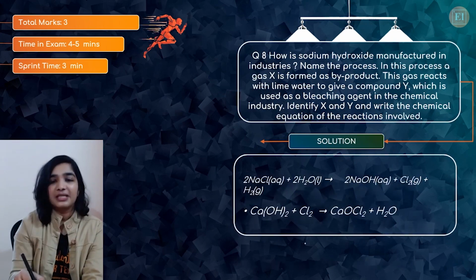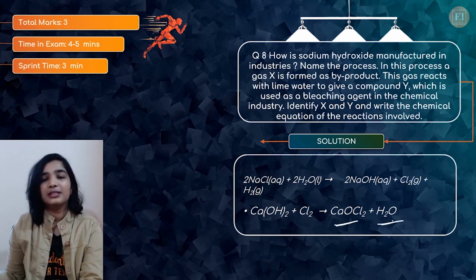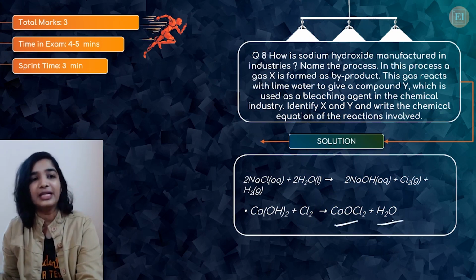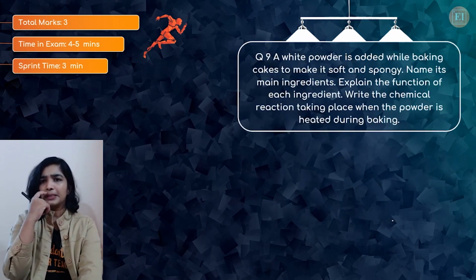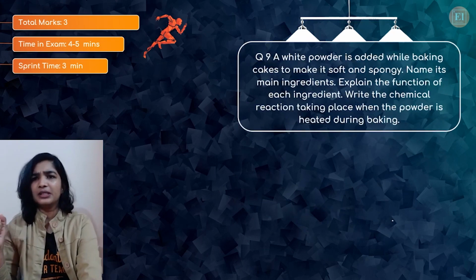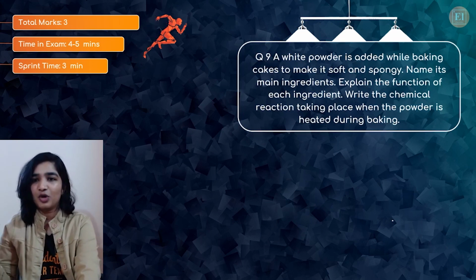Ca(OH)2 plus Cl2, you will get CaOCl2 plus water. The equation is already balanced. Good. Next question is, a white powder is added while baking cakes to make it soft and spongy.